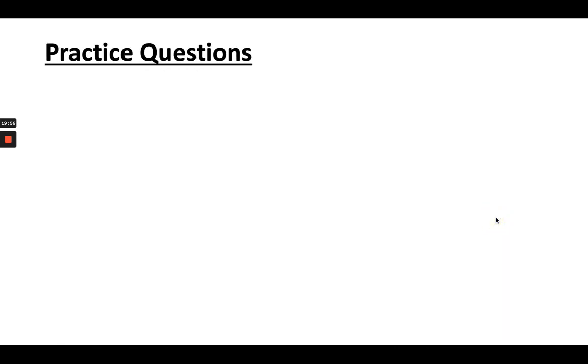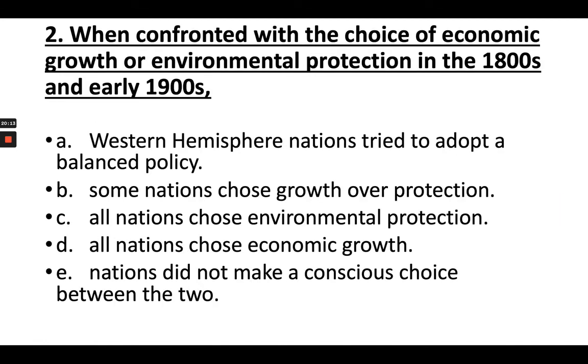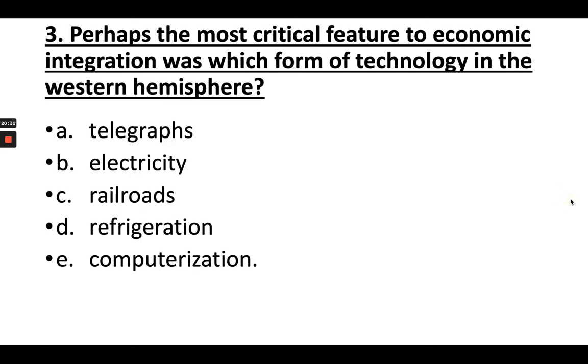Okay, let's do some practice questions. What were the primary results of the Spanish-American War? When confronted with the choice of economic growth or environmental protection in the 1800s and early 1900s, perhaps the most critical feature to economic integration was which form of technology in the Western Hemisphere.